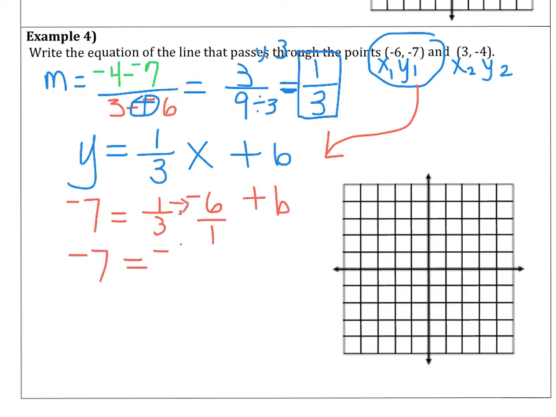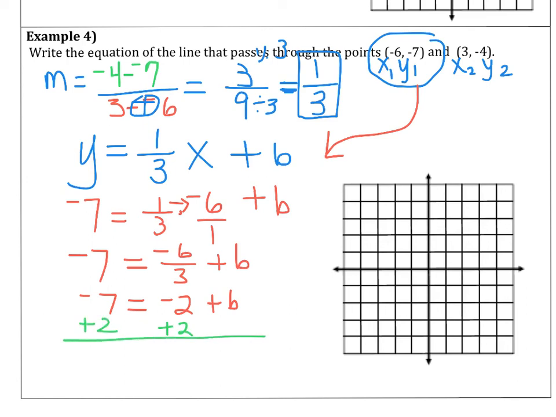You're going to multiply straight across. 1 times -6 is -6. 3 times 1, you get a 3. We're going to keep simplifying here. We have -7 is equal to -6 divided by 3. That would give you a -2 plus b. To finish this out, we need to move that -2 to the other side, so I would have to add 2 to both sides. -7 plus 2 is 5. 5 is equal to b. Writing our final equation, y equals, the slope was 1/3 from up here, so 1/3 x plus 5.